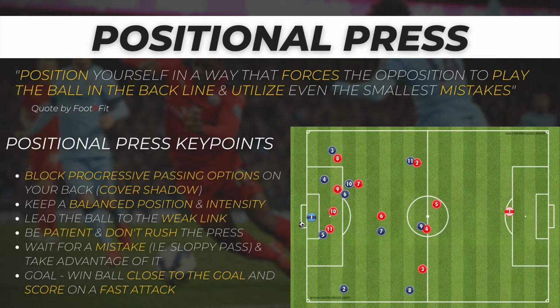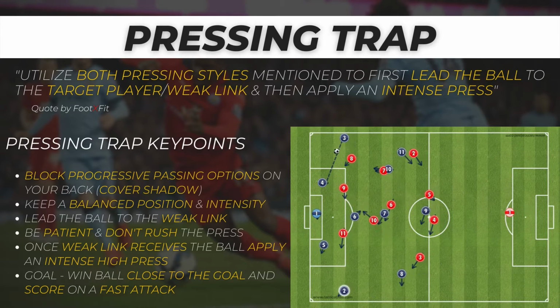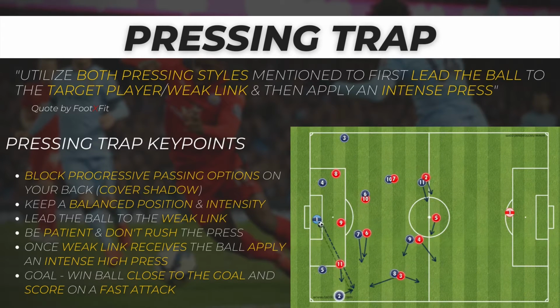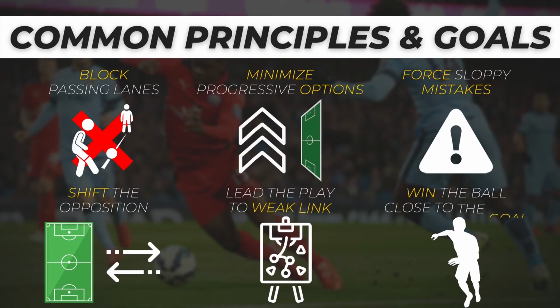We also couldn't forget to mention the pressing trap. A pressing trap basically is a hybrid pressing style that is used to force the ball to the weak side of the team, positional pressing, and then apply intense and fast pressure, gegenpressing. Although these styles share some core principles and goals like blocking progressive passing options, forcing the ball to the weak side, and winning the ball back as close to the goal as possible, they do have some distinct differences which make them special. Gaining clarity on all the options you have available and knowing what is the most appropriate one for each scenario is super important to your pressing success.